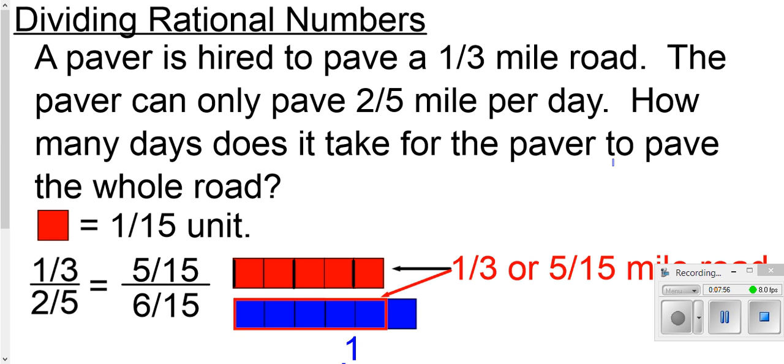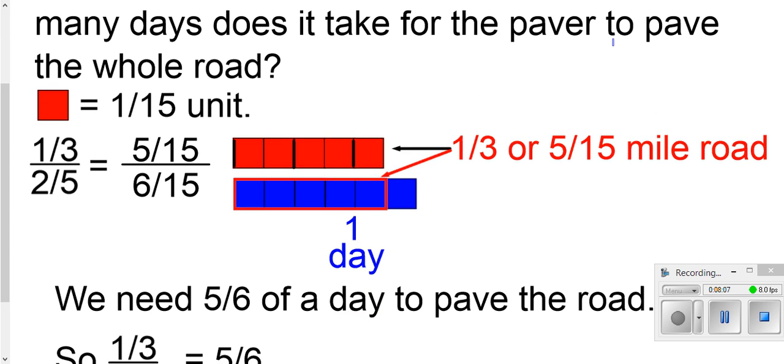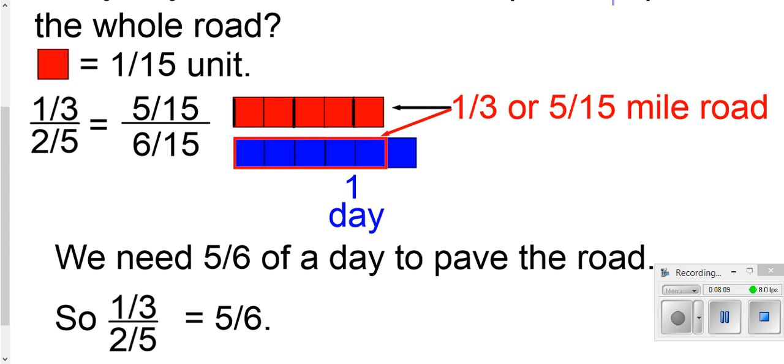Now, just for clarification, try to do this one here on your own, and then watch the video, see if you get the same answer. Our common unit's going to be 15. 1/3 is 5/15, so I'm going to put down 5 for my road. And then we have 6/15. So we have 6 of the blue for 1 day.